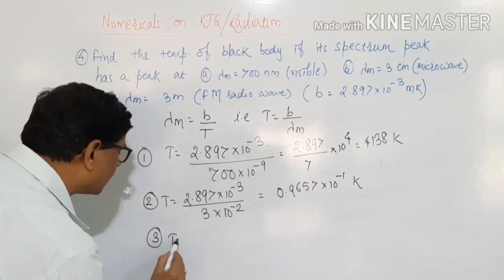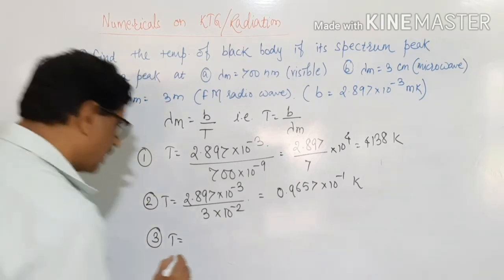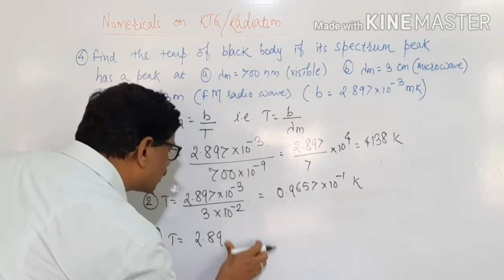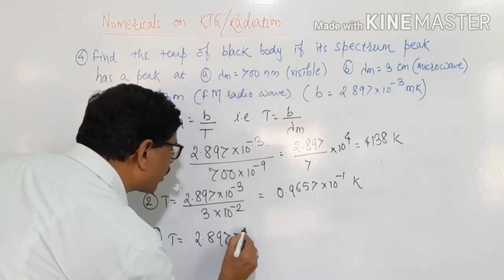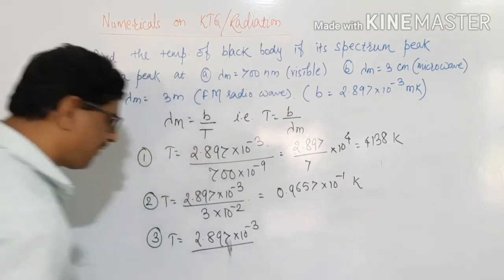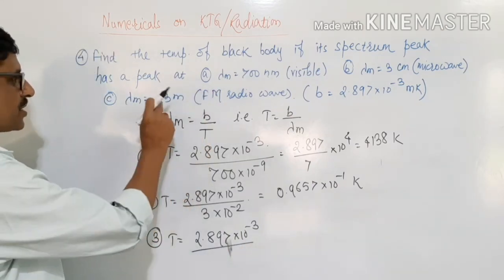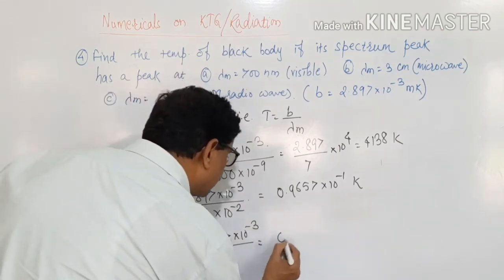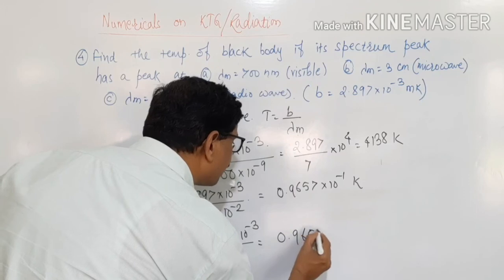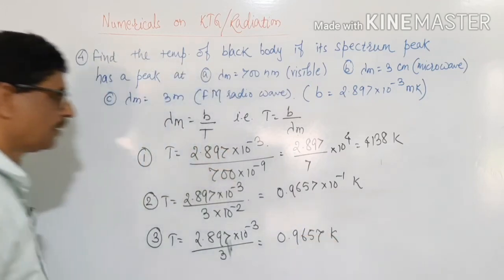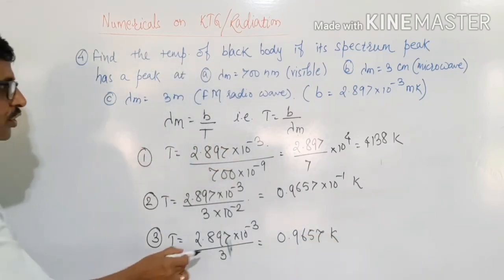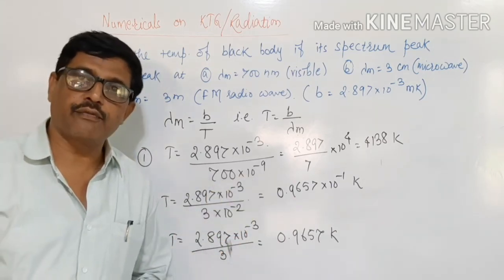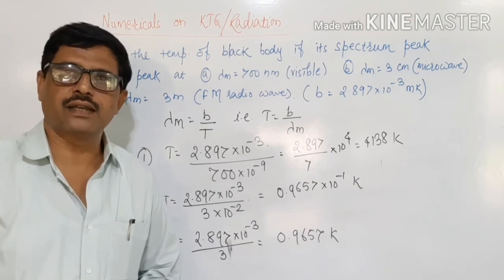And the third and last one, it is equal to 2.897 into 10 to the power of minus 3 divided by, the value is 3 meter. We will write here 3 only. It should be equal to 0.9657 Kelvin. These are the temperatures for these corresponding values of peak wavelength.